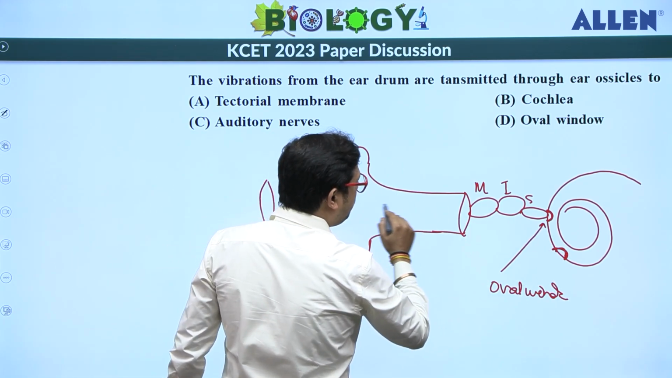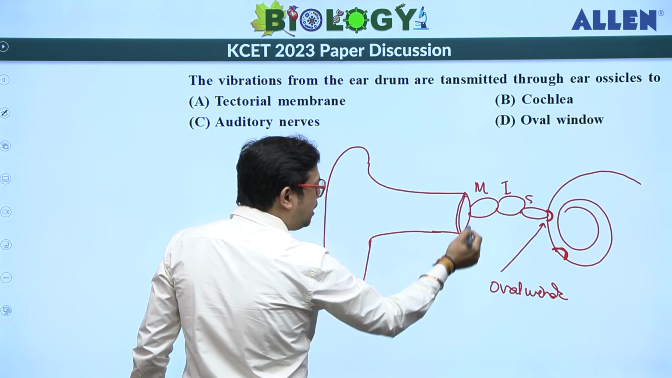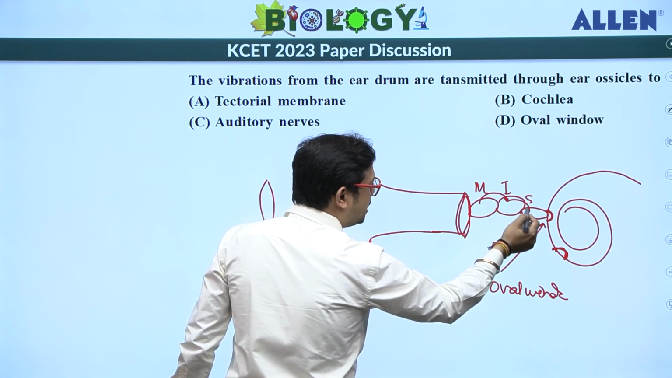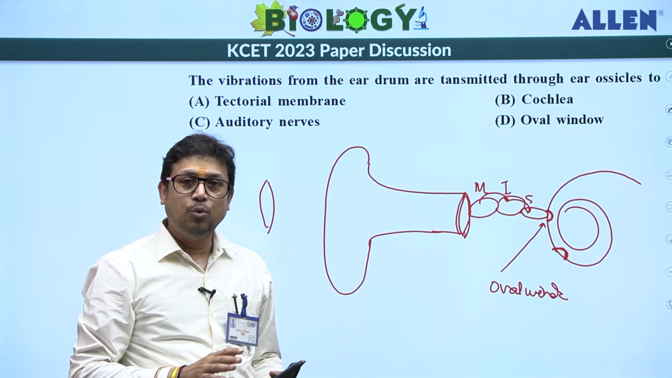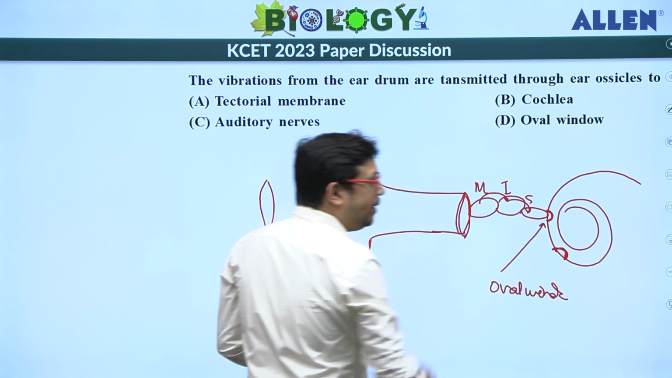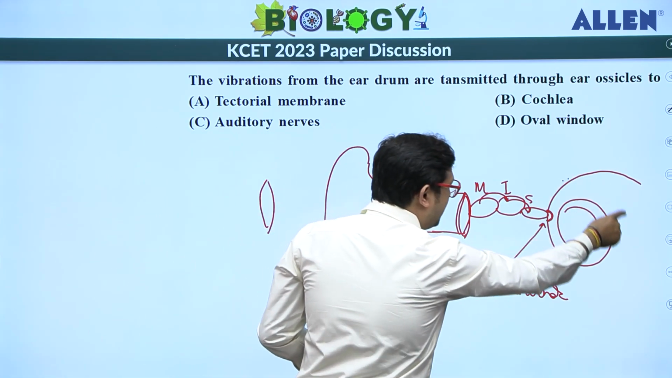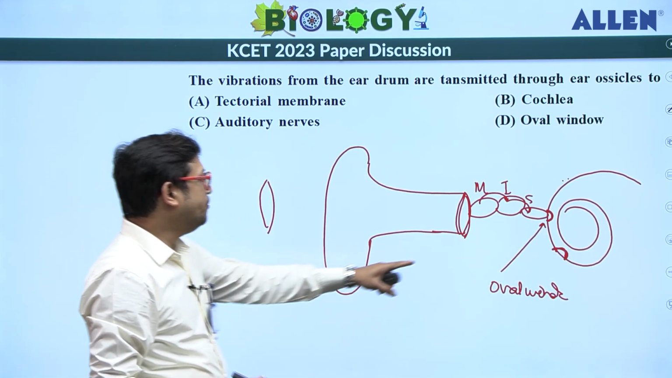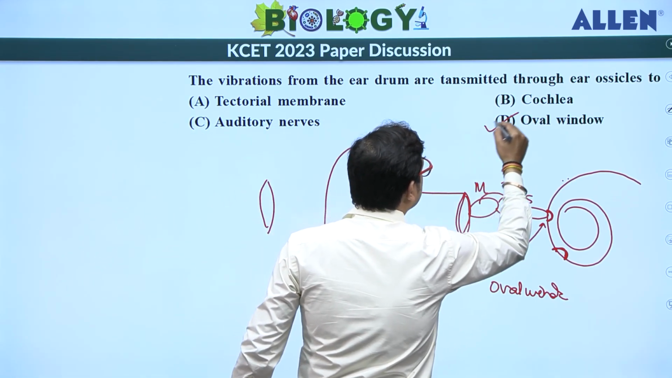So the wave of vibration will be picked up from the eardrum by the malleus. Malleus will transfer it to incus, incus will transfer it to the stapes, and the foot process of the stapes bone acts as a piston, attached to the oval window. When it acts as a piston, the endolymph and perilymph inside will pick up the vibration. So here it will be oval window, fenestra ovalis.